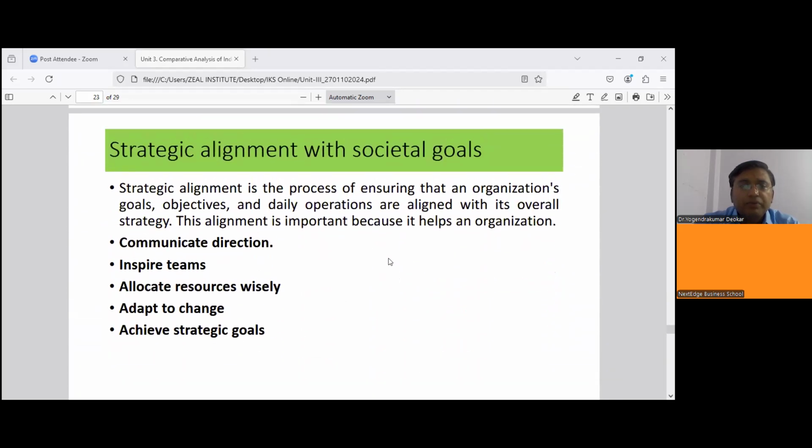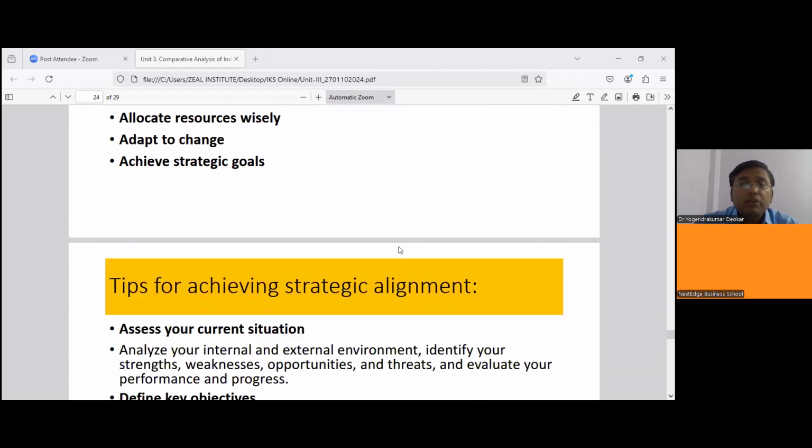Okay, so strategic alignment with the societal goal. This is another point, which focuses on communication: communicate the direction, inspire the team, allocate the resources wisely, adapt to change, achieve the strategic goal. All these are, I can say, the elements of strategic alignment, so that you can align your organization's goal with the societal goal, so that you can live in a good society, one which will be sustainable for the coming generation. So these are the factors from the examination point of view also.